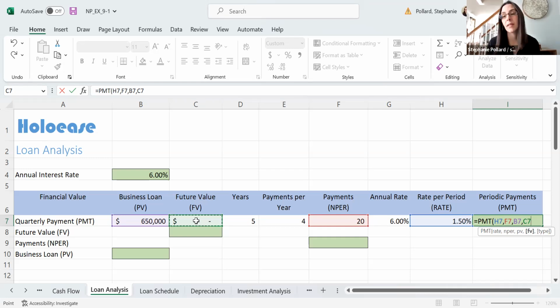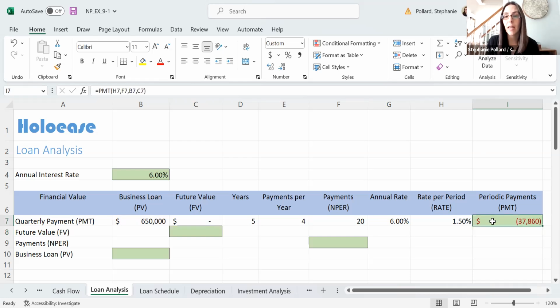So we default to 0, which is probably the most common. I know in my own personal life, that tends to be the most common type of loan, where the payment is made at the end of the period. But if you need to have payments made at the beginning of a period, you would put in a type of 1 instead. So I'm just going to leave it off because it defaults to 0, which is the end of the period payment, which is what we're going to use here. And then I hit enter.